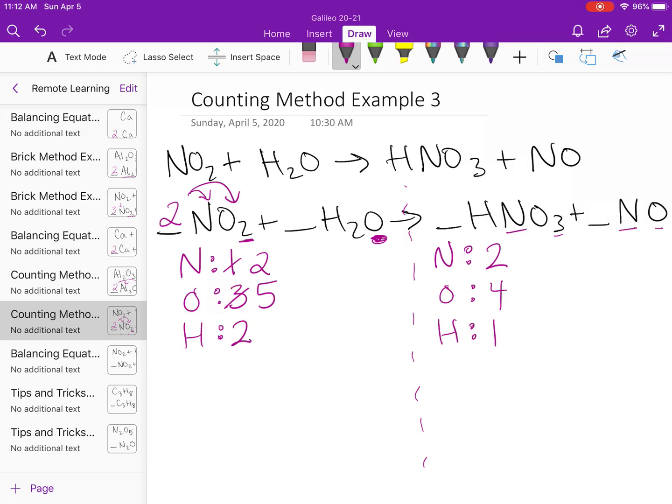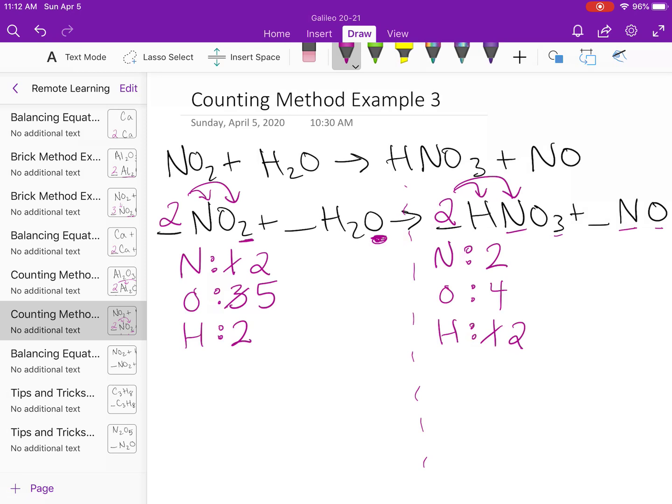I'm going to actually skip the oxygens and go down to balancing the hydrogens. If you want to know why I did that, go ahead and watch the tips and tricks video. I'll go into a little more detail. It's just easier to balance elements where there's one on each side. So let's go to the hydrogen. We've got 2 hydrogens on the left, so I'm going to need to put at least a 2 here to get this to 2.